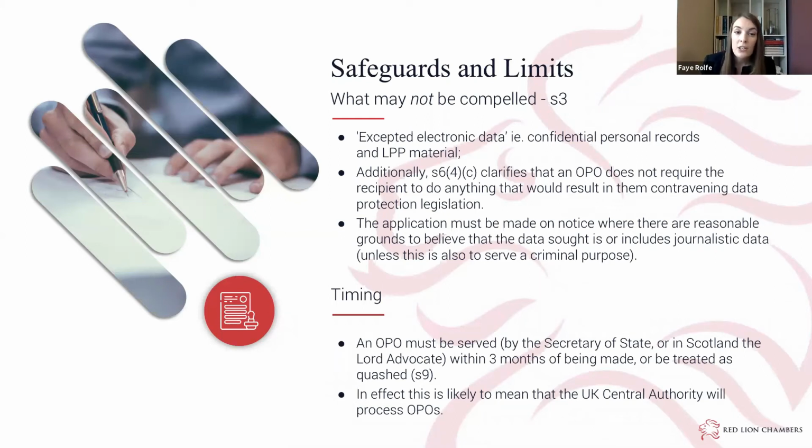This is likely in the UK to be the UK central authority within the Home Office, and thereby it's presumed purposefully ensuring that the Home Office can scrutinise and ensure that the orders leaving the UK accord with the international cooperation agreement, such as the UK-USA. And that, we suspect, is also going to cause a little bit of delay in the system.